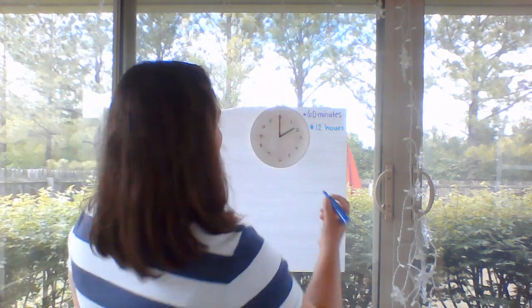If the hour hand goes around the clock, the whole clock, 2 times, how many hours are there in a day? So if it goes around 1 time, that's 12. If it goes around the second time, that's another 12. What's 12 times 2? Or 12 plus 12? 24. Very good. So there are 24 hours in a day.